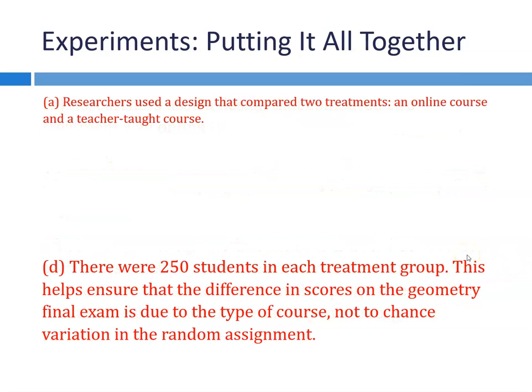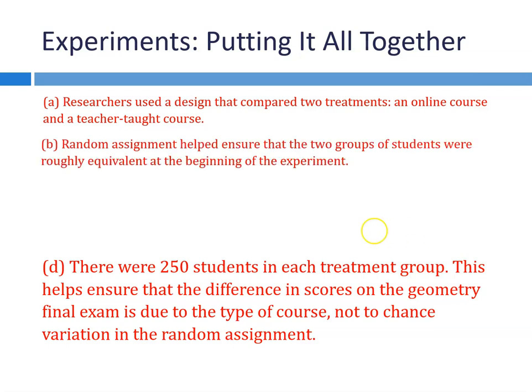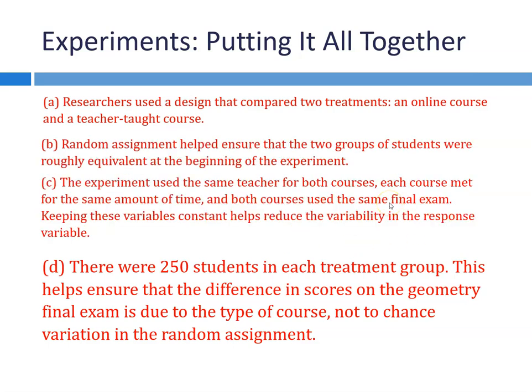And then part D was explaining how the experiment used replication. There were 250 students in each treatment group. Replication, remember, doesn't mean to do it again. It means using enough subjects. This helps ensure that the difference in the scores on the exam is due to the type of course and not due to chance variation in the random assignment. So that's our purpose. They used replication by using 250 students, which is a good number. And the purpose of replication here is to make sure that the difference was because of the course and not just because of chance variation.